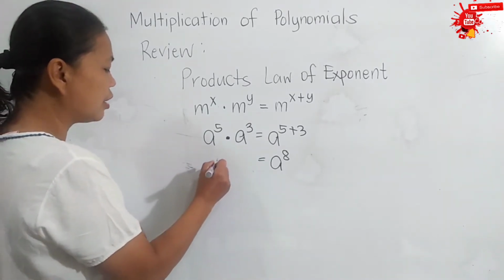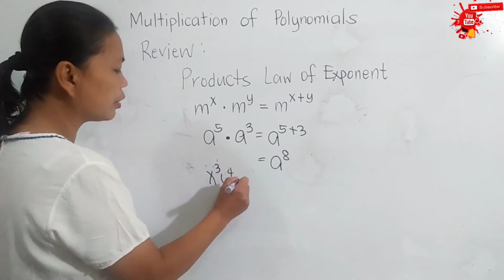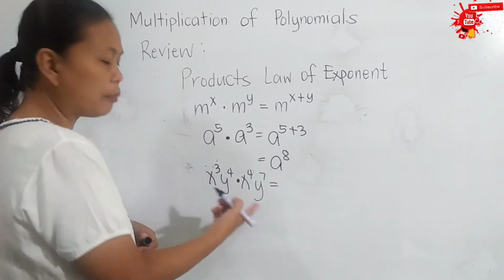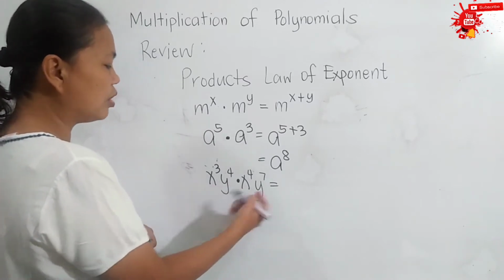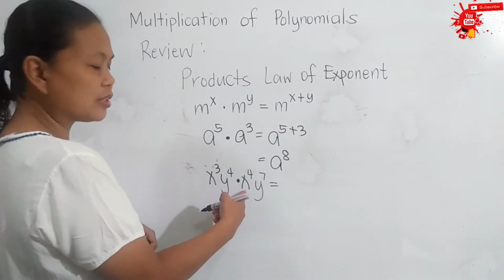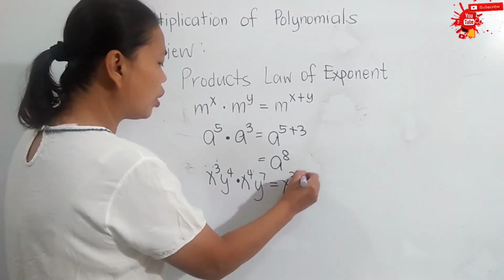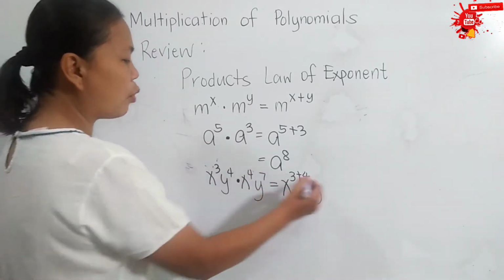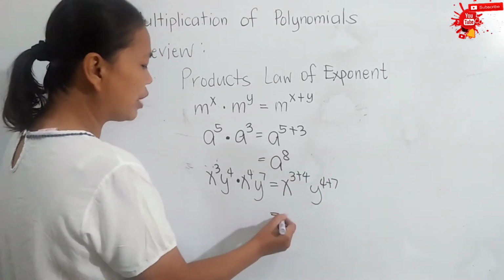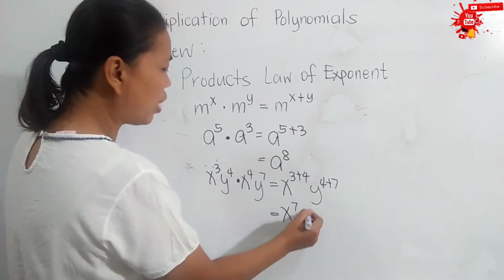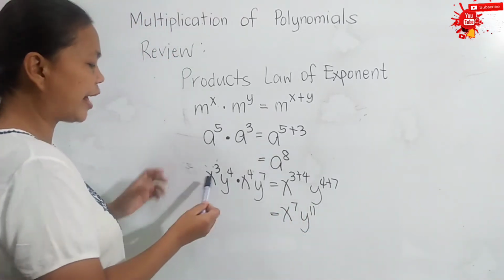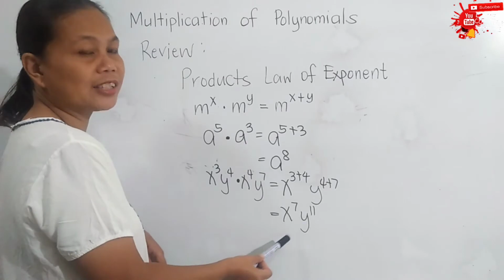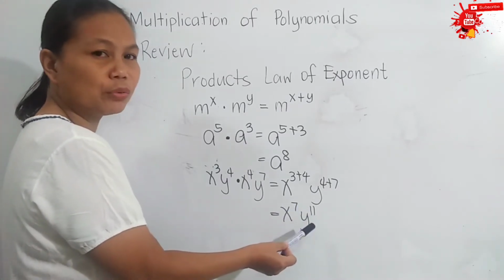Let us have one more example. Say we have x cubed y to the 4th times x to the 4th y to the 7th. We are multiplying with the same base, same variable. So we have x raised to 3 times x raised to 4, which gives x raised to 3 plus 4. Then for y, the same base, y raised to 4 plus 7. So we will have x raised to 7 times y raised to 11. So x cubed y to the 4th times x to the 4th y raised to 7 is equal to x raised to 7 y raised to 11.